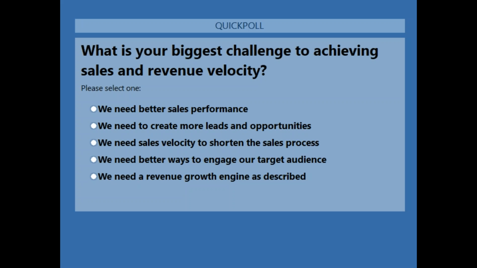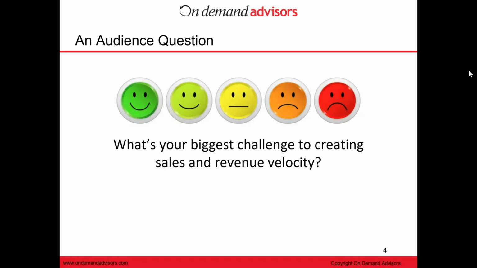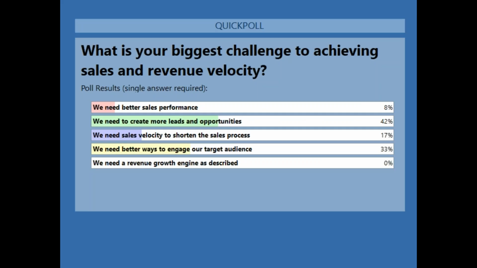Okay, if we've got everybody's input, that's fantastic. Let me go ahead and share that. So 8% of you stated that you need better sales performance. The winner is 42% stated that you need to create more leads and opportunities for your organization. 17% stated that you need sales velocity to shorten the sales cycle. And 33% stated that you need better ways to engage your target audience.